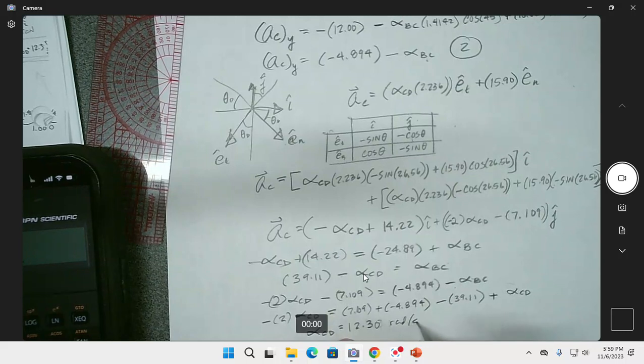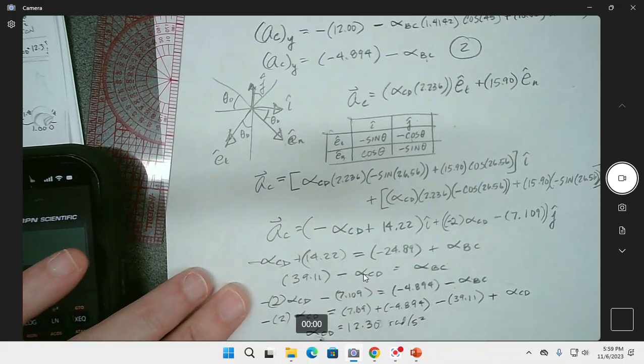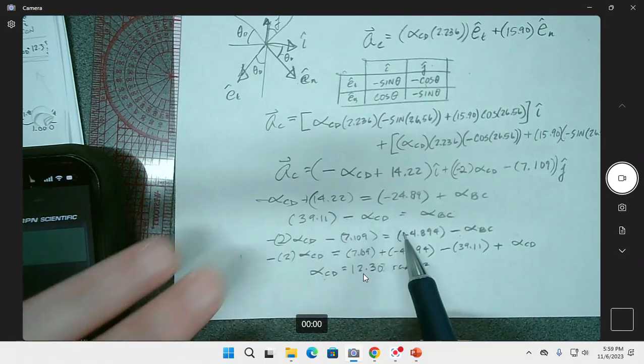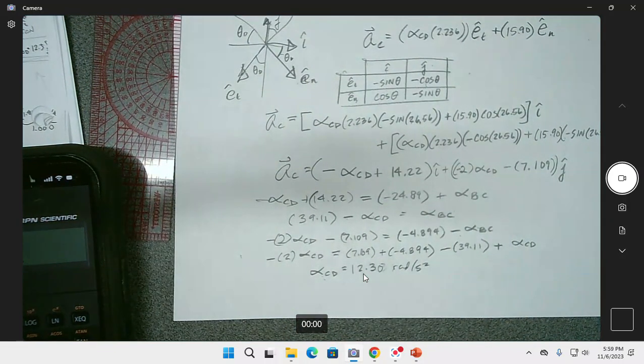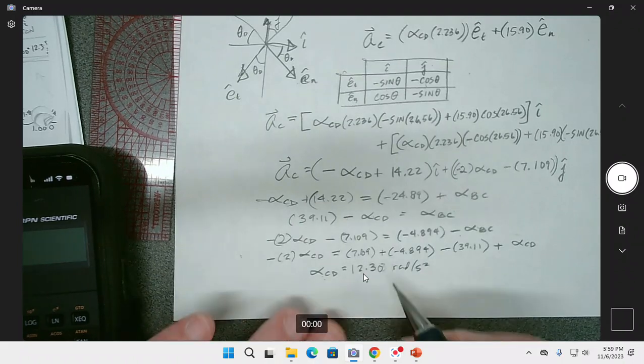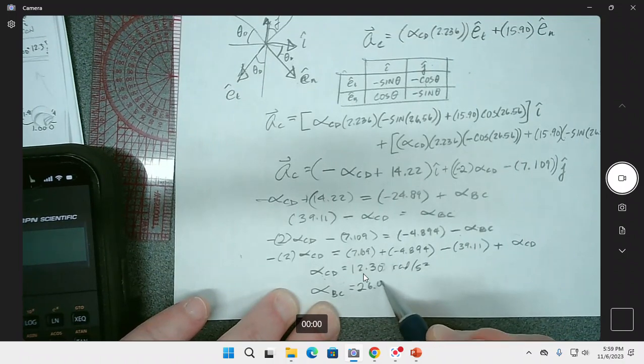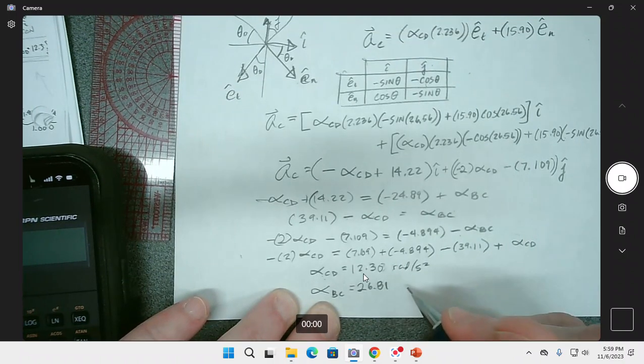12.3 radians per second squared, and now you plug this probably back into this one, so we'll subtract that from 39.11, and we get an alpha BC of also a positive 26.81 radians per second squared.